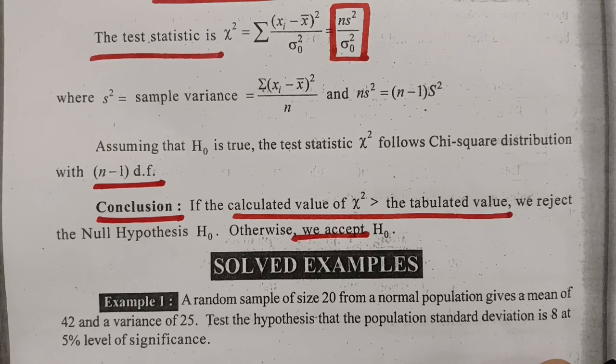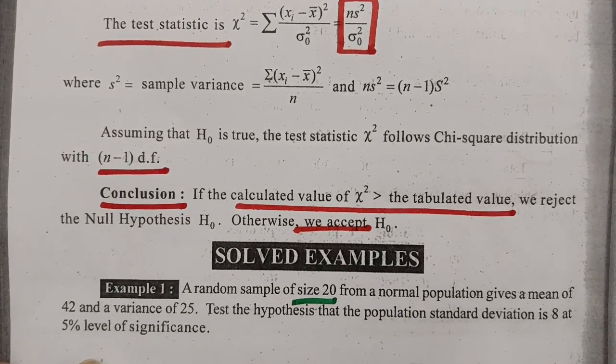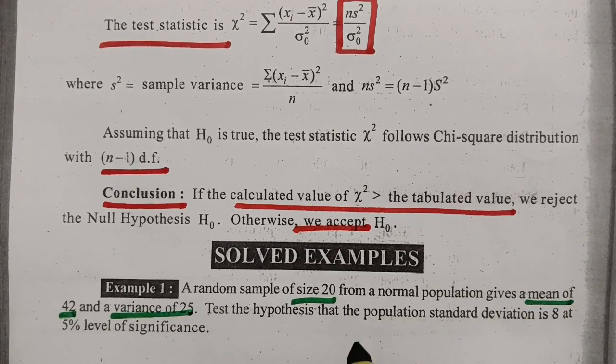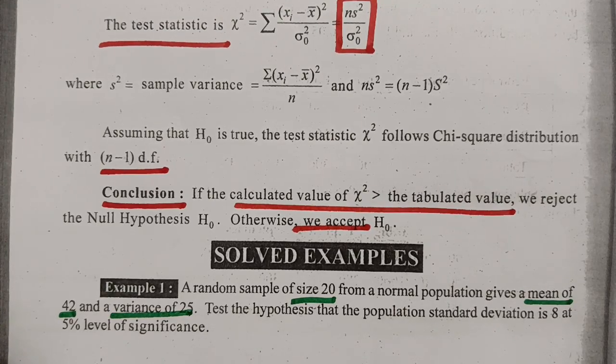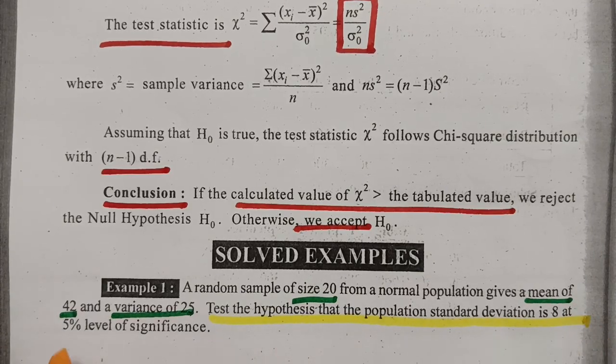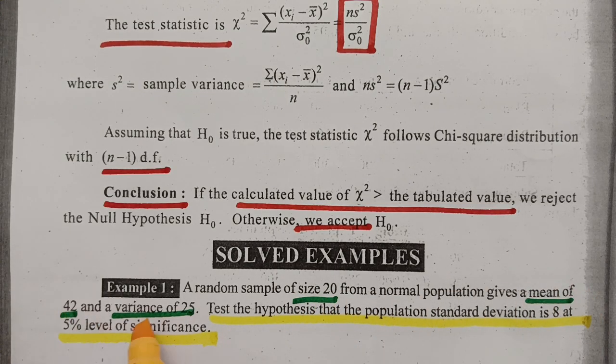The first one: a random sample of size 20 from a normal population gives a mean of 42 and a variance of 25. Now we have to test that the population standard deviation is 8 at 5% level of significance. So here the data is given: the sample size is 20, the mean value is 42, and the variance is 25.